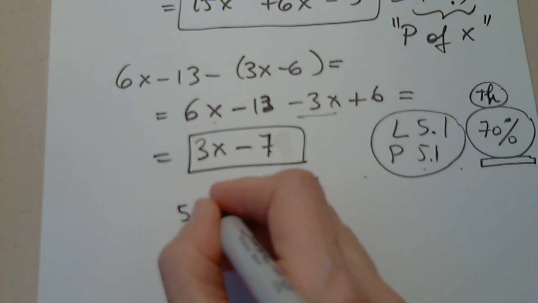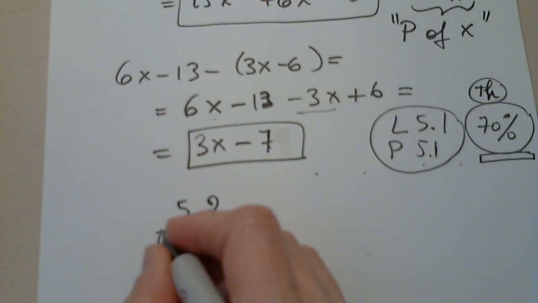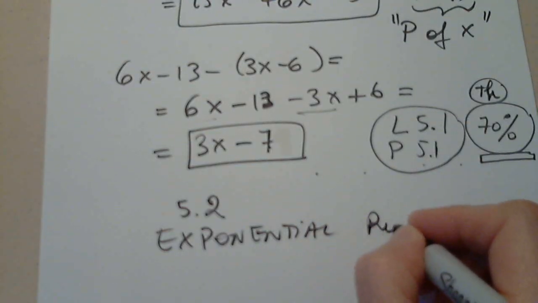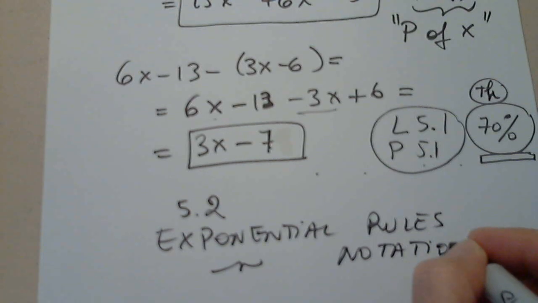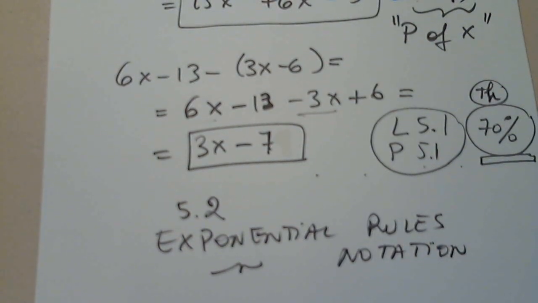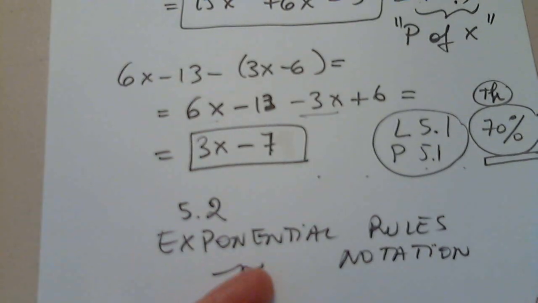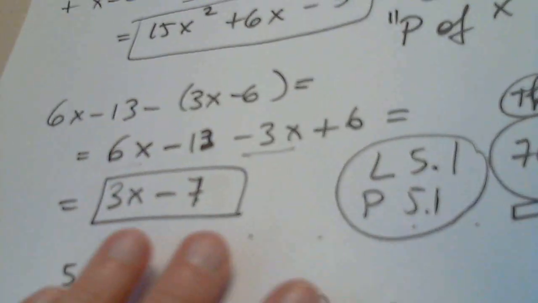So we are moving on to 5.2. This is a very important section. It deals with exponential rules and exponential notation. We have a little bit of experience with it. So let's talk about it. First of all, what is the exponential notation, and what are its rules. Every time we invent something, it comes with rules.